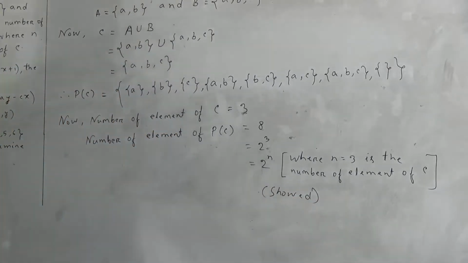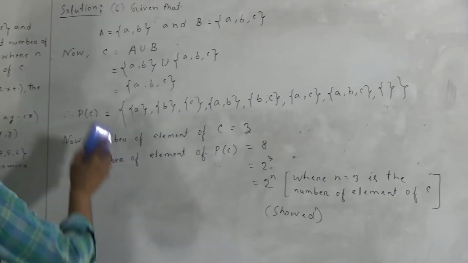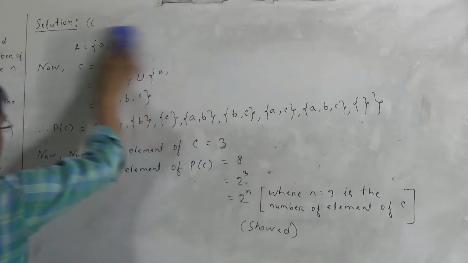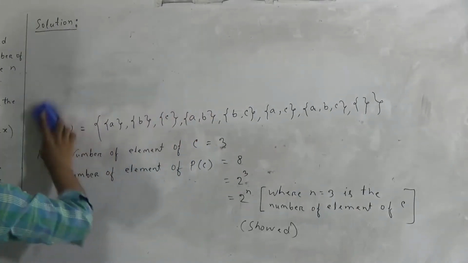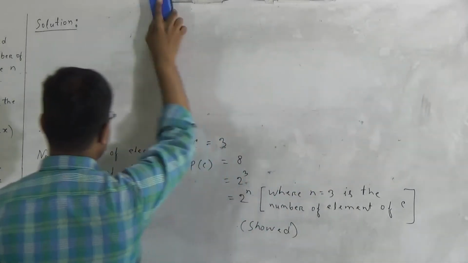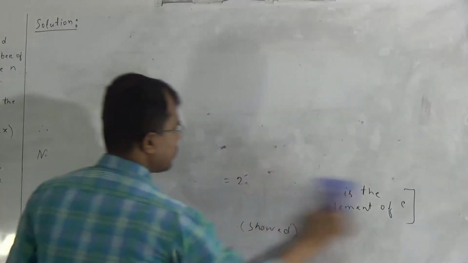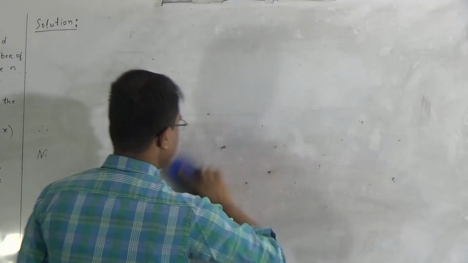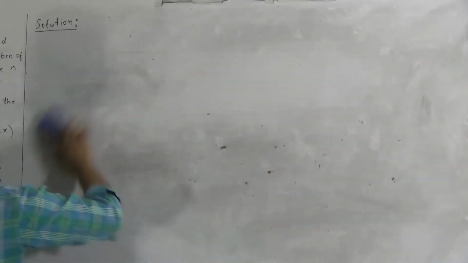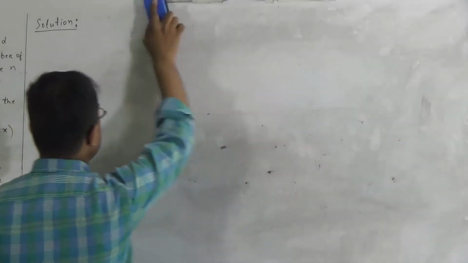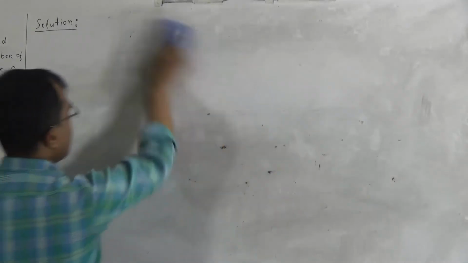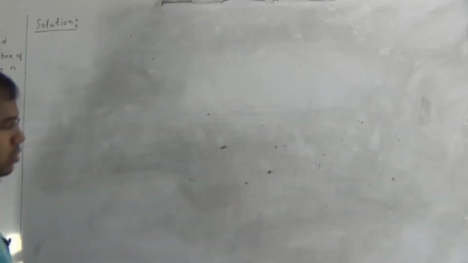Dear students, we have solved question number 6. Now we'll solve question number 7, sub number 1. Before solving question number 7, I want to discuss ordered pairs. We want to know what an ordered pair is.